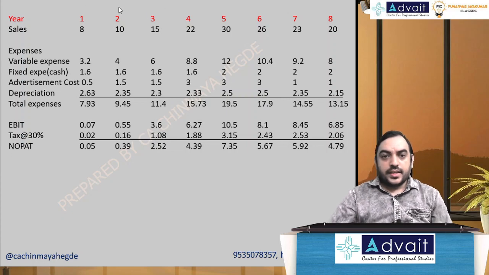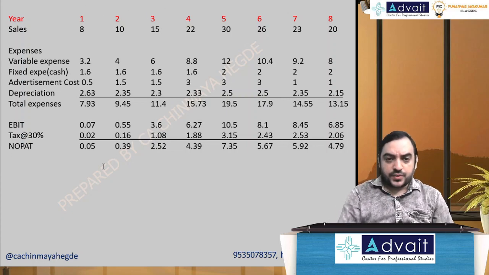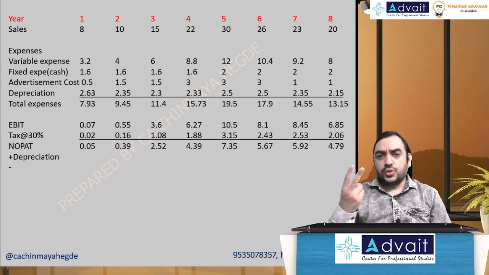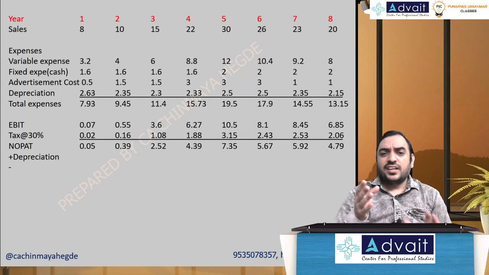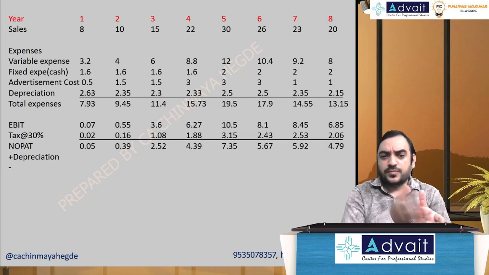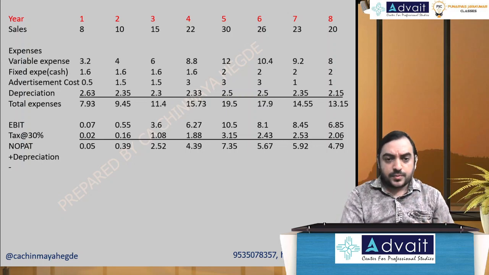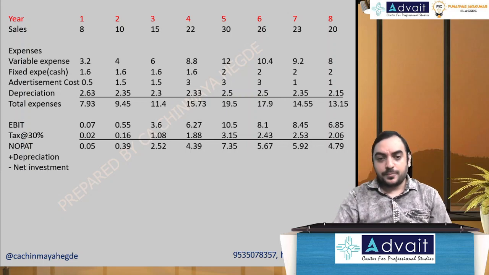Okay, then we'll add back depreciation, and we'll have to subtract two things: capex and changes in working capital. Rather than that, we already calculated the net amount. That is capex, net investment we already considered. So I can subtract net investment directly.